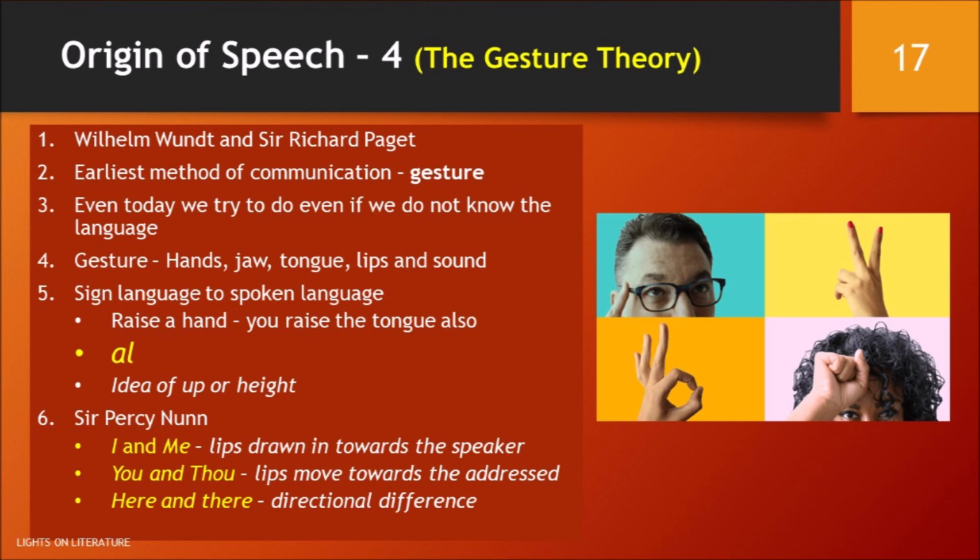Sir Percy Nunn had put forth a few other interesting ideas. In the words I and me, the lips are drawn in towards the speaker. In the words you or thou, the movement of the lips is towards the person addressed. In the words here and there, a sense of directional difference can be noted.